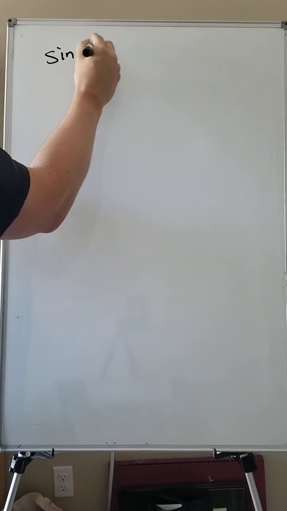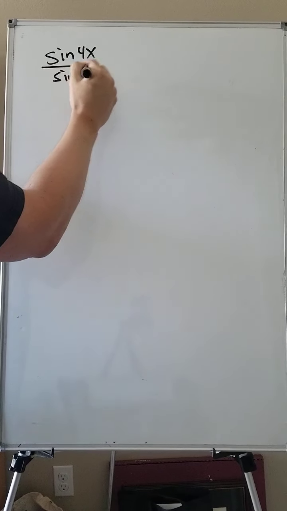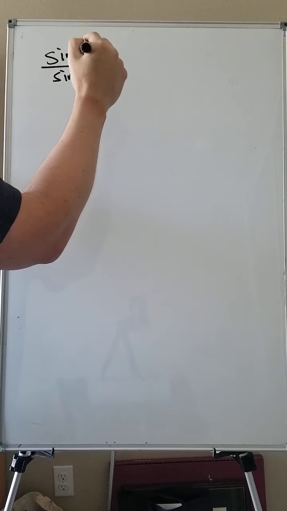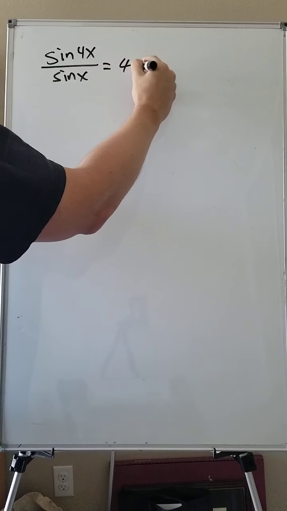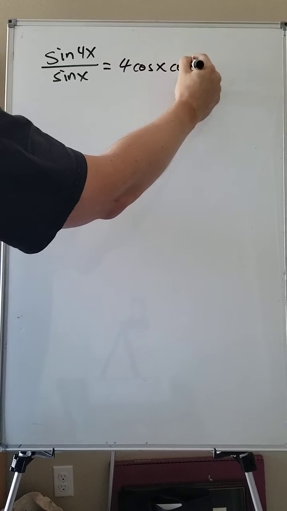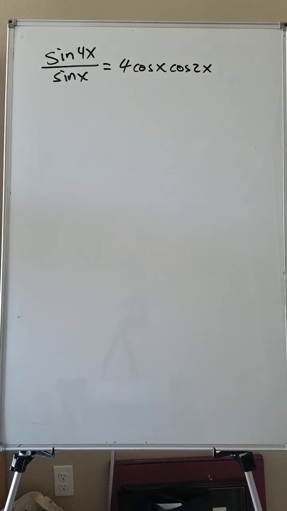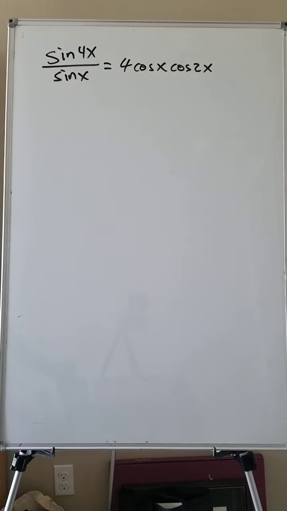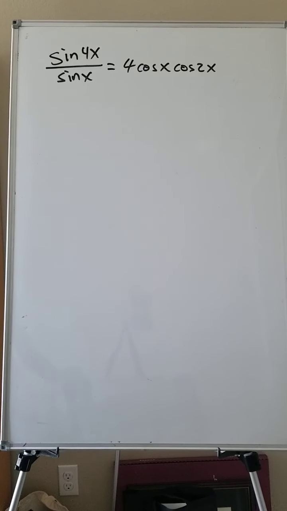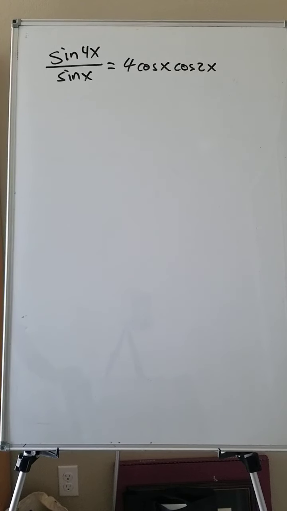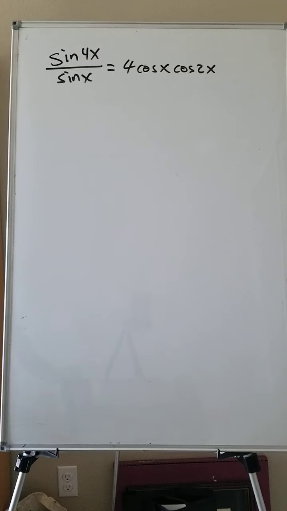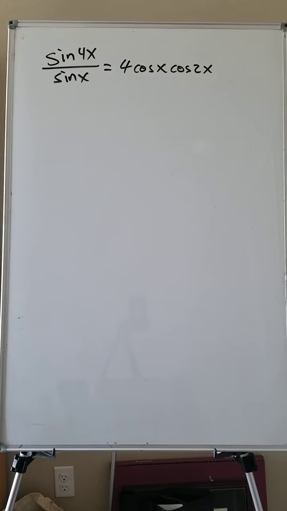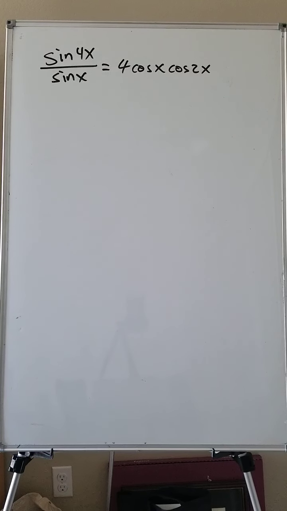I have sine of 4x over sine of x, and that's supposed to be equal to 4 cosine x cosine 2x. So I got to pick a side. I'm going to pick the left because the left-hand side at least has a fraction. I may be able to do something with it. So I have sine 4x on top.